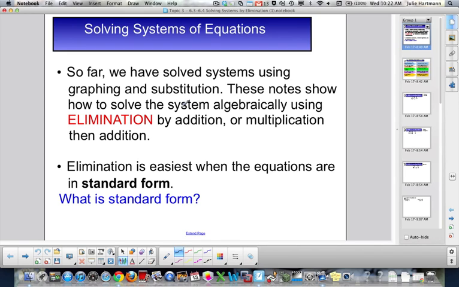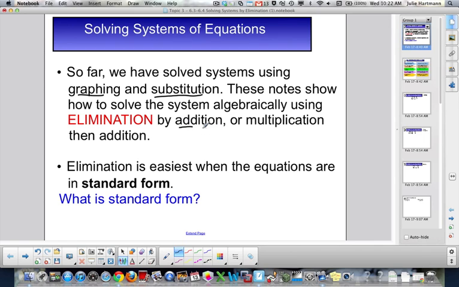We are now going to solve systems by elimination. So far we've solved systems using graphing and substitution. Graphing was when we graphed both lines. Substitution was algebraically, where you plugged one value in for another. These notes today show you how to solve the system algebraically using elimination by adding, or multiplication and then addition.